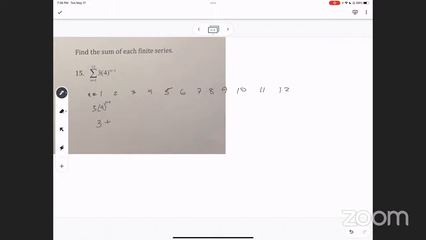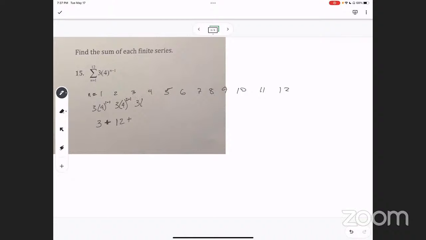Plus, you're going to be adding them because it's a summation, right? Is it a geometric one? Well, we're going to find out in a second. 3 times 4 to the 2 minus 1. So you want to plug it in there? Yeah. So that would be 3 times 4, which is 12, plus, and we're going to keep doing that.